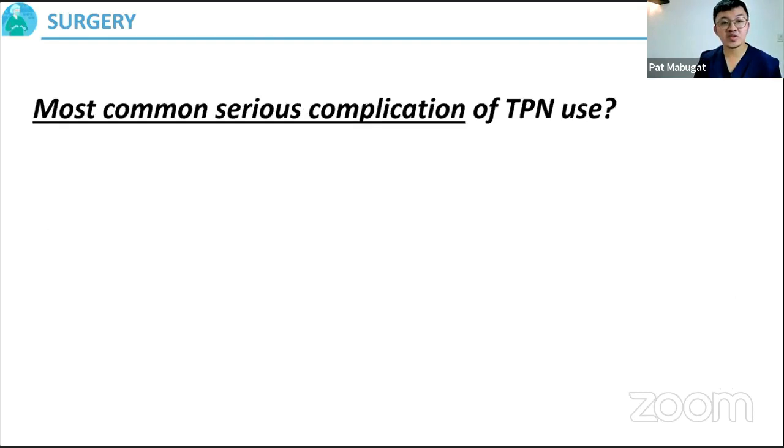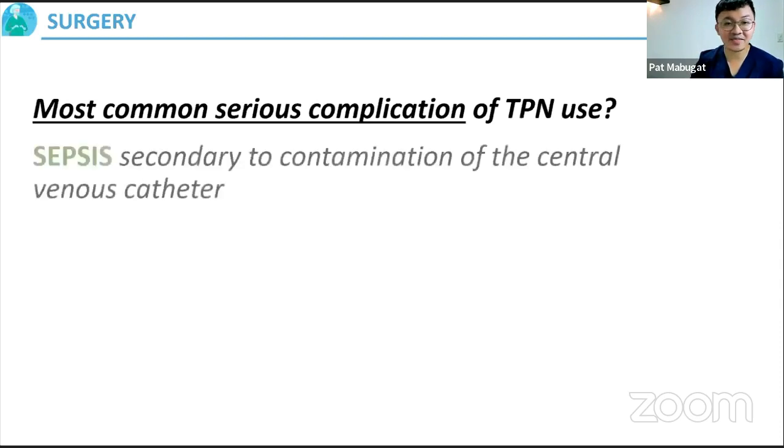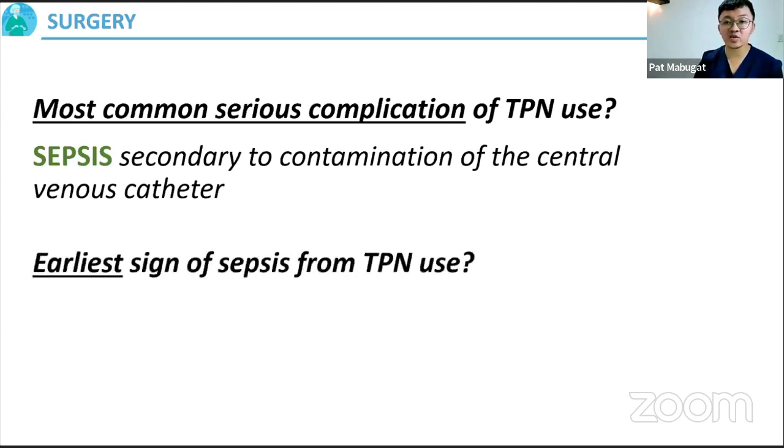Next, what's the most common serious complication of TPN use? The most common serious complication of TPN use is sepsis, secondary to contamination of the central venous catheter. This is not only exclusive to TPN use. Every time you use a central venous catheter, you always have to think of possible catheter-related infection, possible sepsis from that. So what's the earliest sign according to Schwartz?